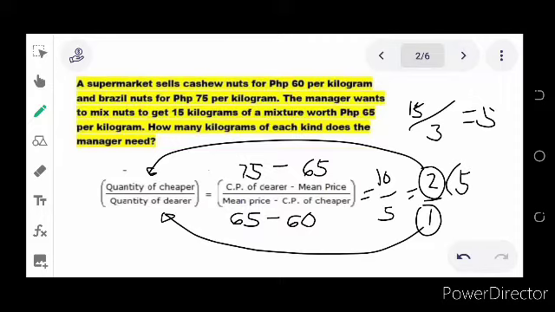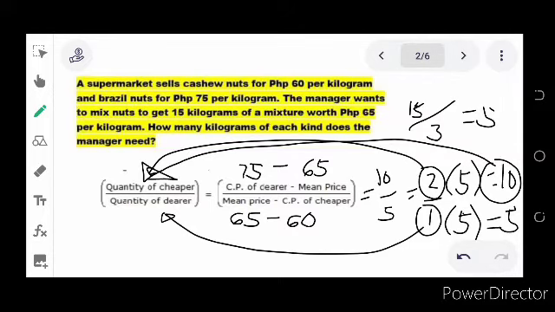Multiply this by 5. And then multiply this by 5. This gives you 10. And this gives you 5. So that means the mixture contains 10 kilograms of the cheaper. So the cheaper is the cashew nuts.